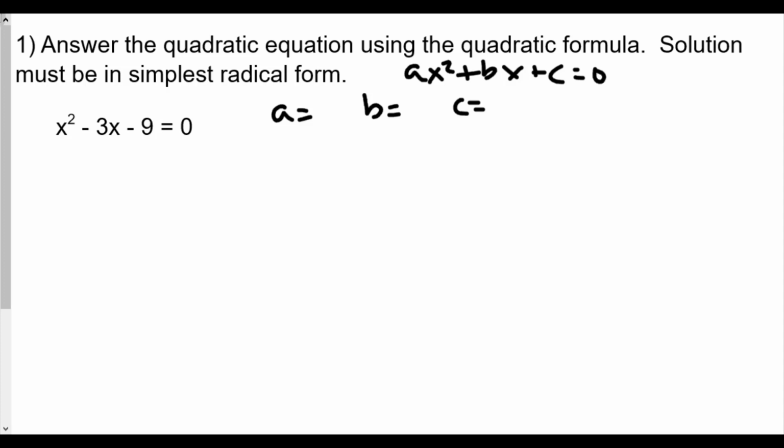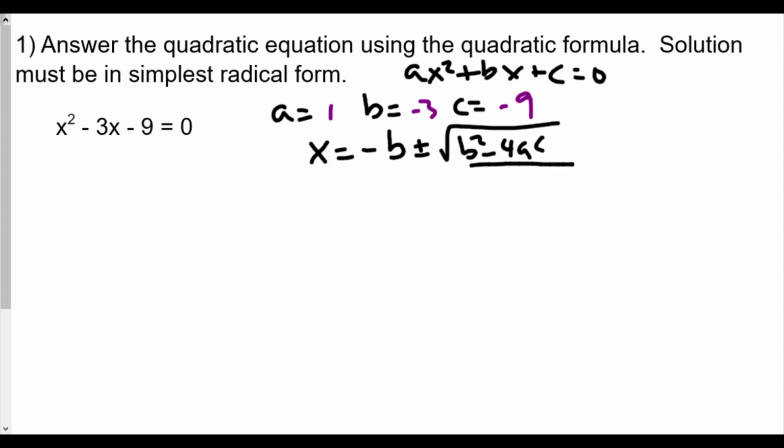And so our A value, the number multiplying x squared, is 1. The number multiplying x is -3. Make sure you have that sign. And the number multiplying nothing, just a number by itself, in this case the constant, is -9. Our quadratic formula is going to be x equals -b plus or minus the square root of b squared minus 4ac, all over 2a. And so now all we're doing is plugging into the formula.